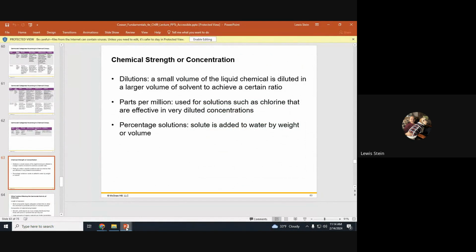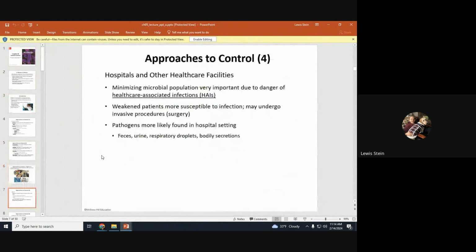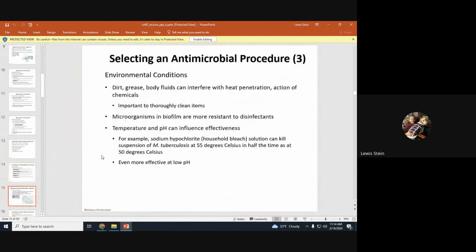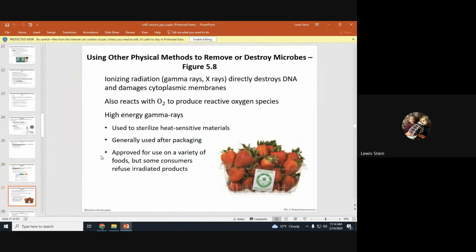And this is where, again, I have a greater degree of comfort with the Nester PowerPoint because of the way they have presented the information with regard to the charting that they do when we get to that area.